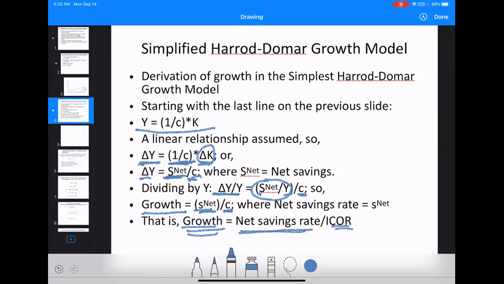And this is already telling us something that I think is somewhat intuitive: that if we want to increase growth, since growth is driven by investment, then we can see that the net savings rate will, as it increases, increase the growth rate, but as the I-core increases in value, that would decrease the growth rate. Why? Because we want to produce with fewer units of capital if we can, not more.